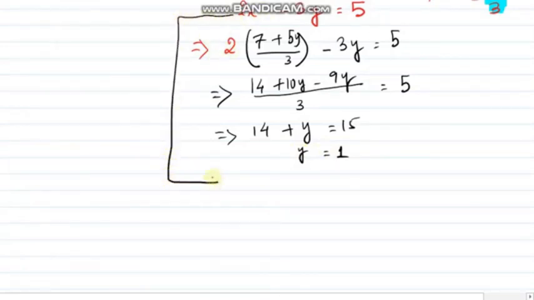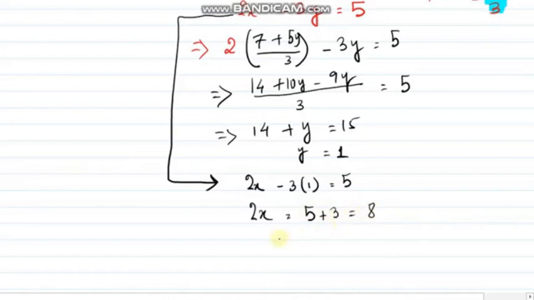Suppose I choose this equation: 2x - 3 × 1 = 5. So 2x = 5 + 3, which is 8. Hence x = 8/2, which is 4. So I got the solution as x = 4, y = 1.